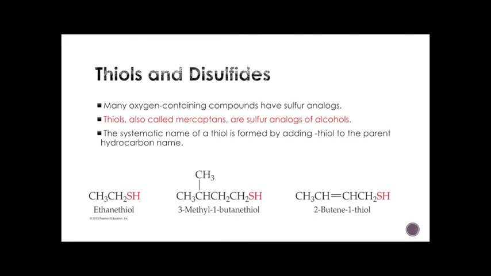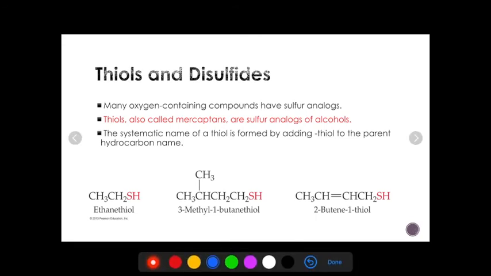So here are some examples. Here we have ethane, and then we say thiol. Here is our parent chain. We're going to start numbering on the side of the SH group, so we have 1, 2, 3. So it's 3-methyl, 1-butane thiol.